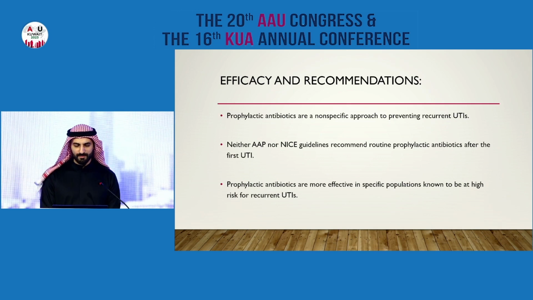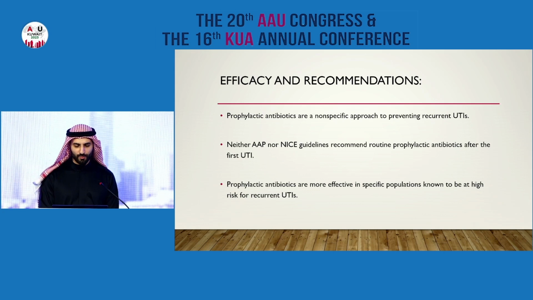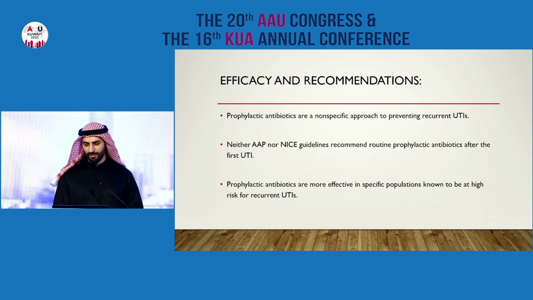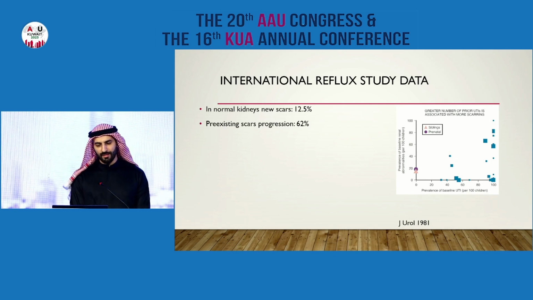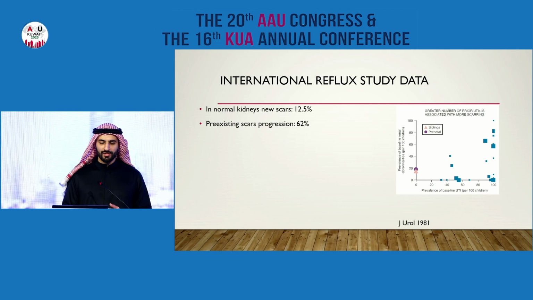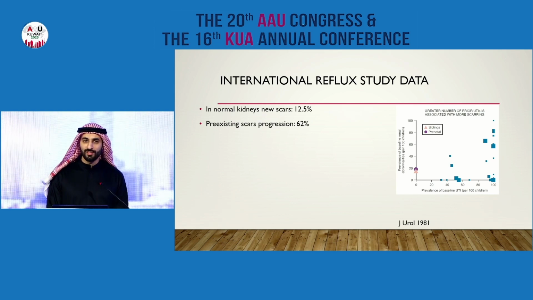the NICE and AAP guidelines don't have a routine recommendation for prophylactic antibiotics. And as the previous lecture also mentioned, there is a specific population where prophylactic antibiotics would be encouraged. The International Reflux Study Data Group did show that in normal kidneys, if somebody has a UTI, the risk of them developing a new scar is around 12.5%. However, in a scarred kidney, the risk goes up fivefold to 62%.